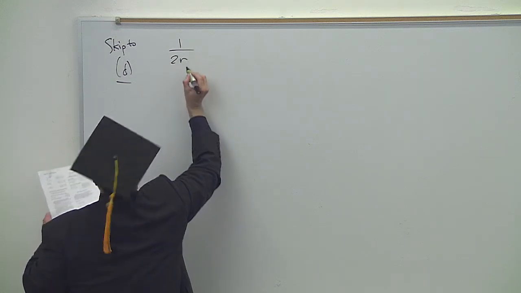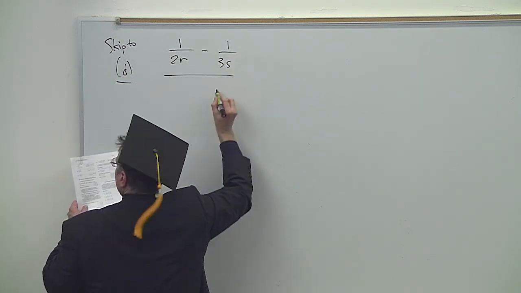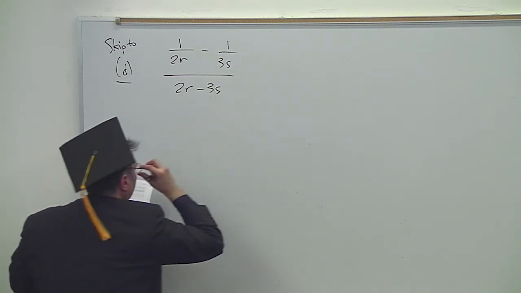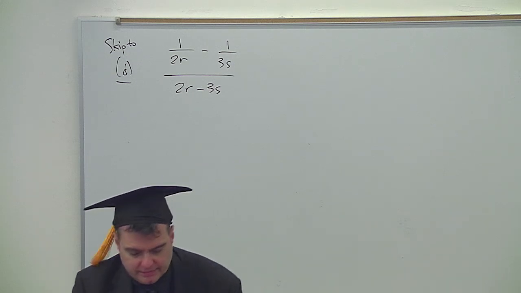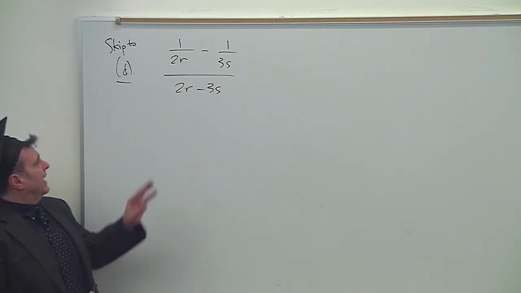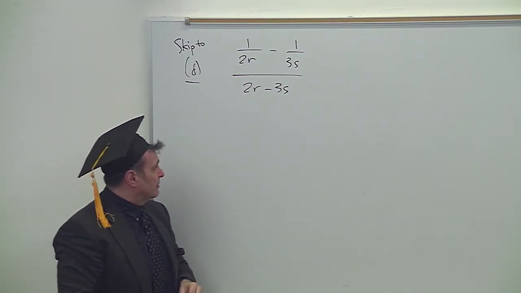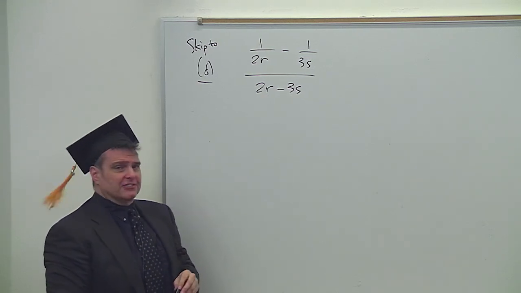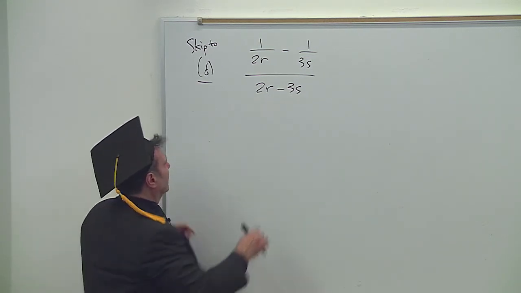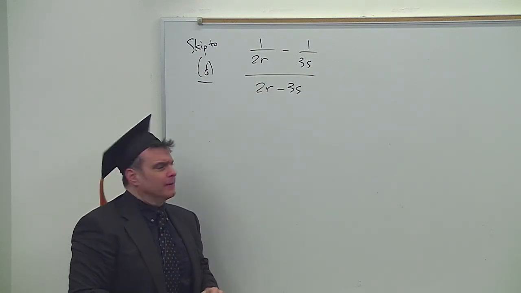Here we have the compound fraction 1 over 2r minus 1 over 3s, over 2r minus 3s. It might bother you that the numerator has miniature fractions, but the denominator doesn't. That doesn't matter. It's still a perfectly good compound fraction. If you want to imagine these as having over 1 for sort of a symmetry, go right ahead.